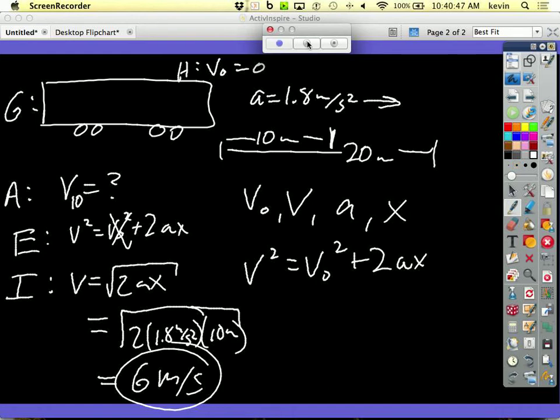Wait, so we'll find out. I'm assuming blue dot means recording.